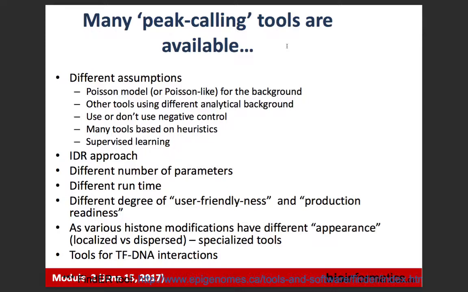What is the background in our data? It depends whether your cells were frozen or fresh. Many, many factors will affect it. And we don't know the analytical form. Yes? Are there review articles that can tell you what are the different tools and their assumptions?